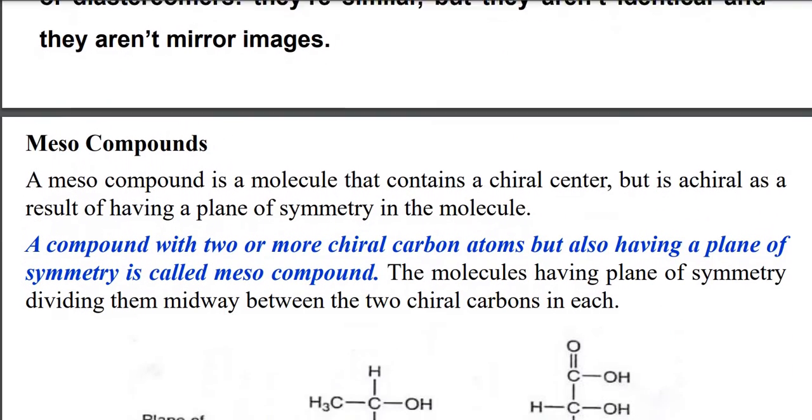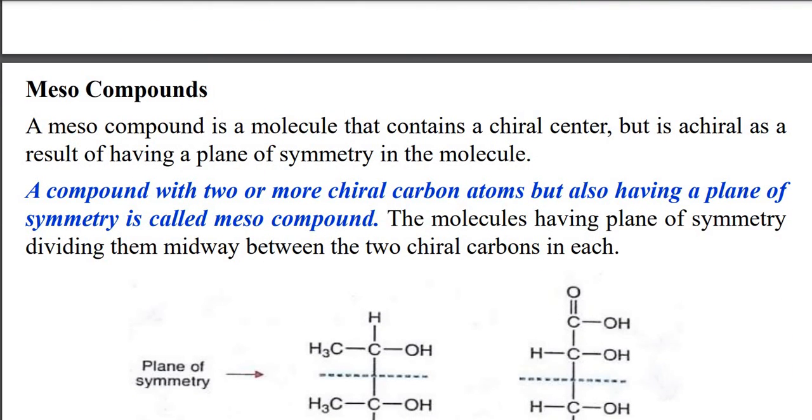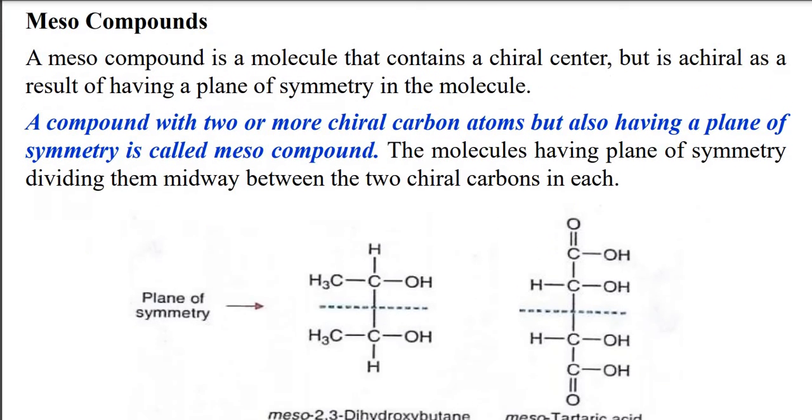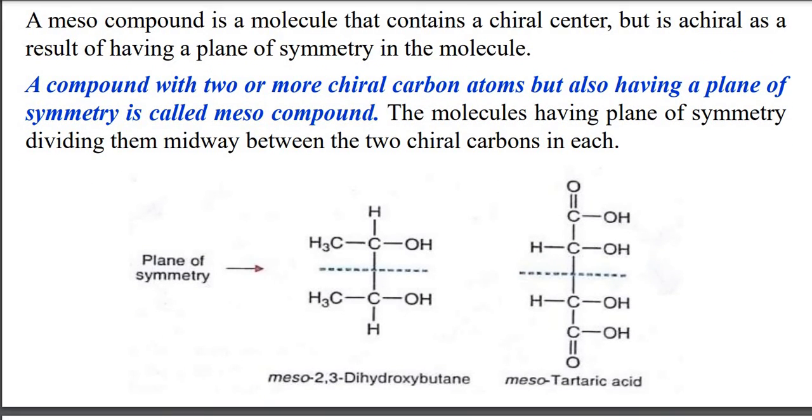So, meso compound. You know, a meso compound is a molecule that contains chiral centers but is achiral as a result of having a plane of symmetry in the molecule. So a compound with two or more chiral carbon atoms, but also having a plane of symmetry, is called a meso compound. The plane of symmetry divides the molecule midway between the two chiral carbons.